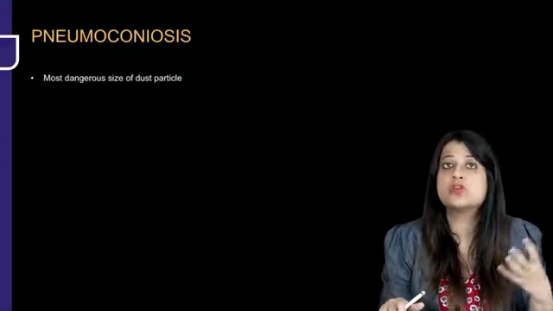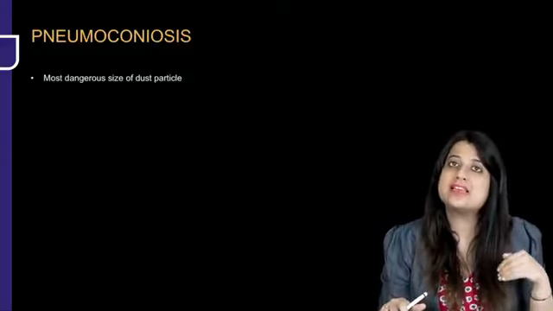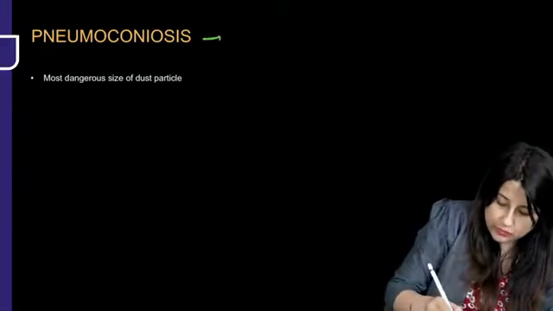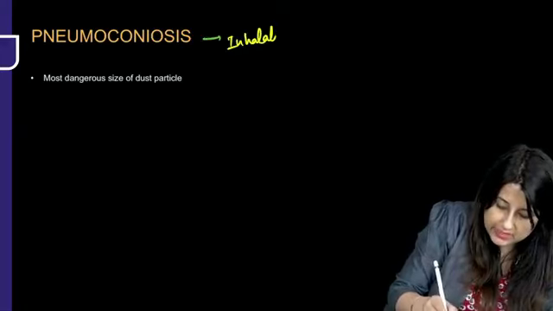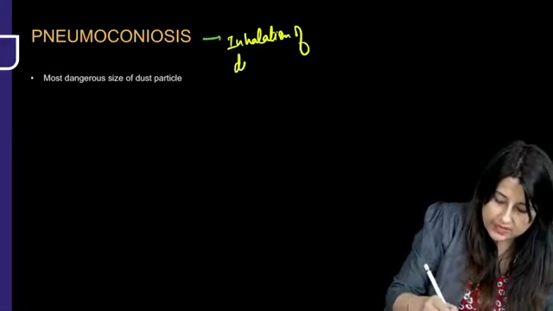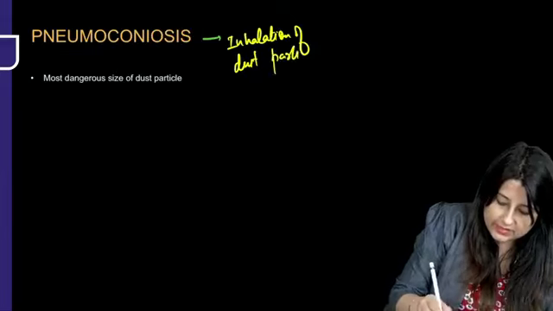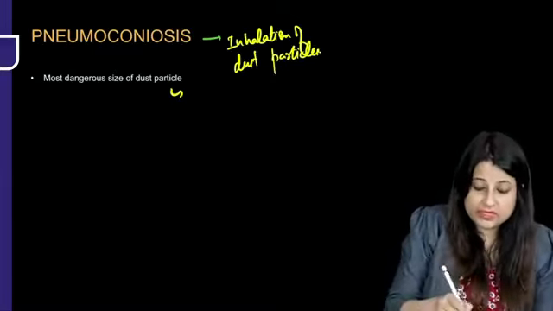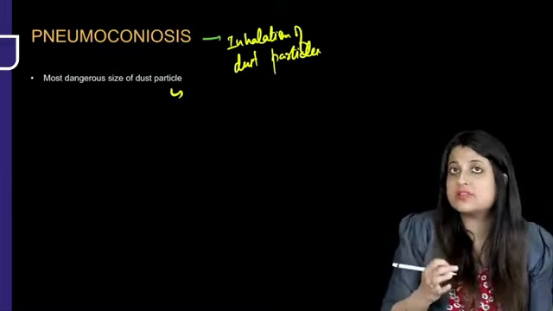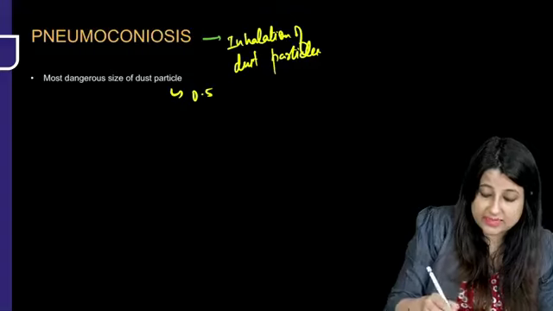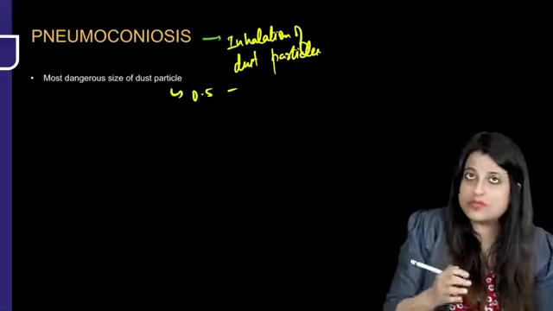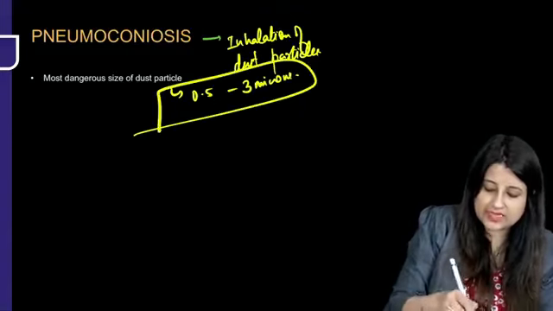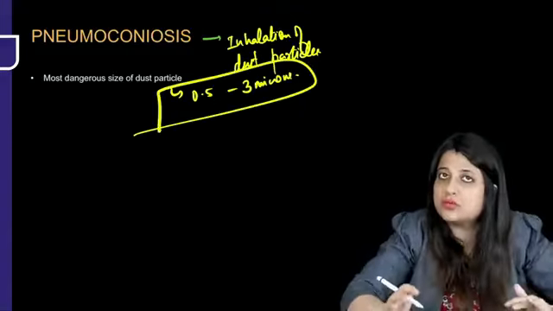What is pneumoconiosis? It is inhalation of dust particles. We all know pneumoconiosis is nothing but inhalation of dust particles. And what is the most dangerous size of dust particles? Please remember, the most dangerous size, which can definitely be asked in your exams, is from 0.5 micron up to 3 microns.